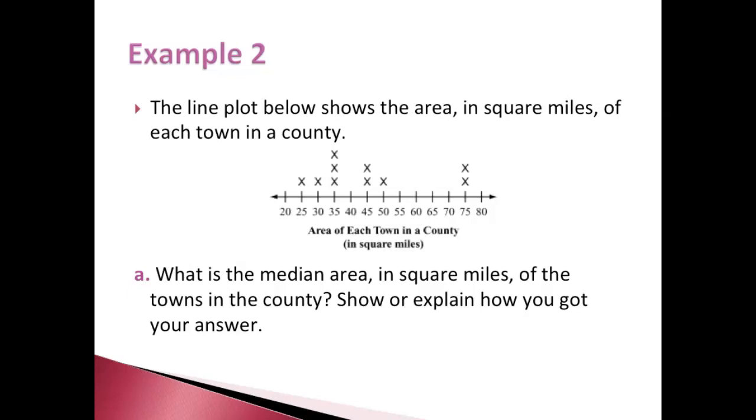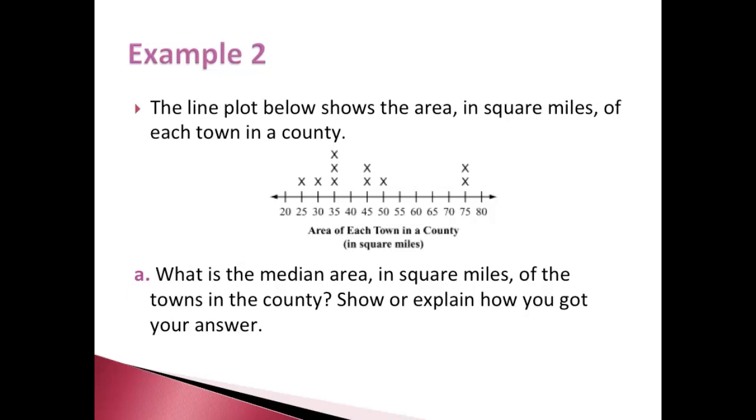So, for example, over the 25, there's an X. That means there is one county that has an area of 25 square miles. Over the 35, you see there are 3 X's, which means there are 3 towns that have an area of 35 square miles. All right, so what is the median area in square miles of the towns in the county?